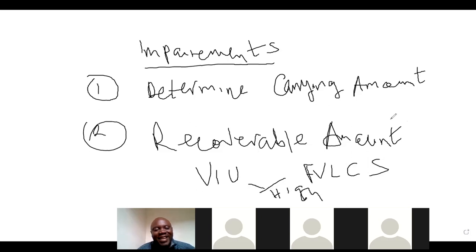So if you find that the carrying amount is higher than your recoverable amount, then you have a reason to impair. We'll be looking at these things as we go into IAS 36.